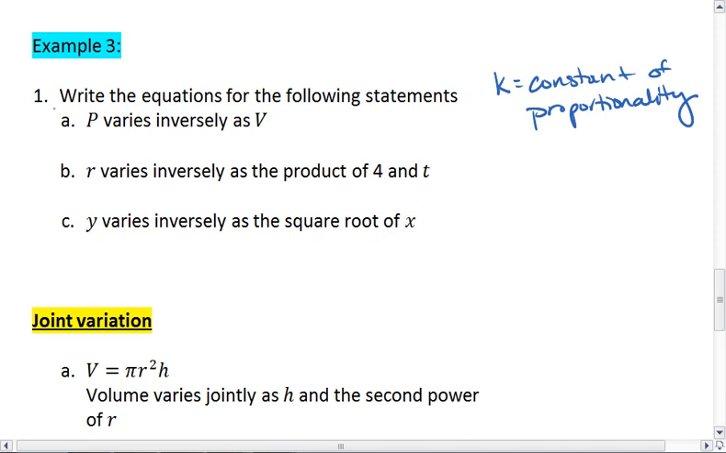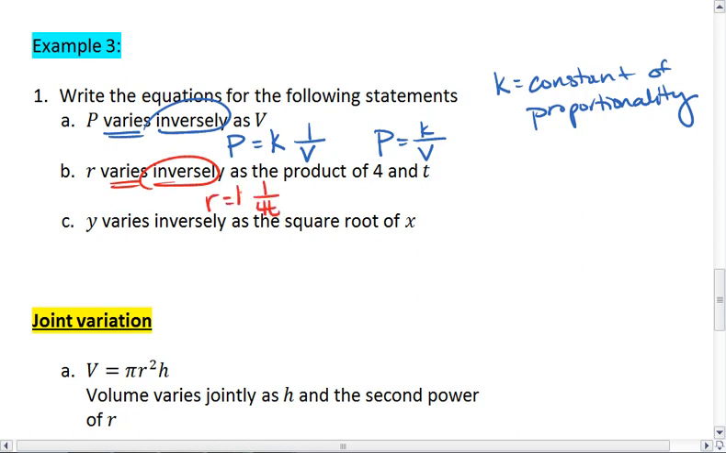Okay, so we have p varies inversely as v. So p will equal 1 over v times some constant k. We can also write this as p equals k over v. For part B, we have r varies inversely as a product of 4 and t. R equals 1 over 4t times some constant k. R equals k over 4t.